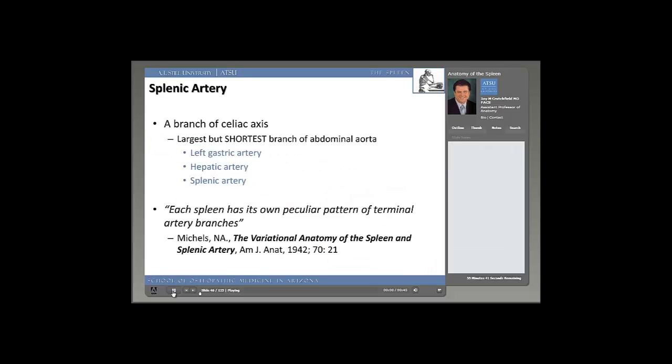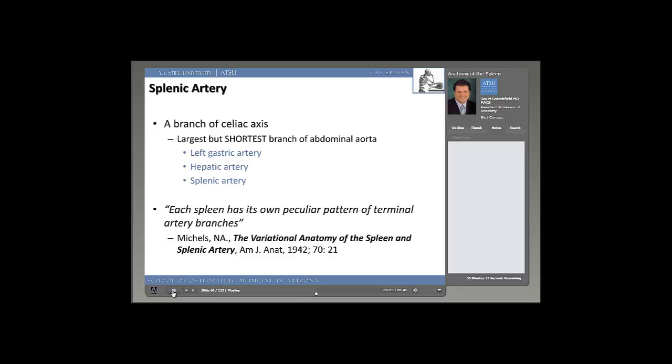We've seen the embryology of the celiac trunk. Now let's talk about the blood flow directly to the spleen through the splenic artery. The splenic artery is a branch of the celiac axis. The celiac trunk is the largest, but it's also the shortest branch of the abdominal aorta, and it contains 3 branches: the left gastric artery, the splenic artery, and the hepatic artery.